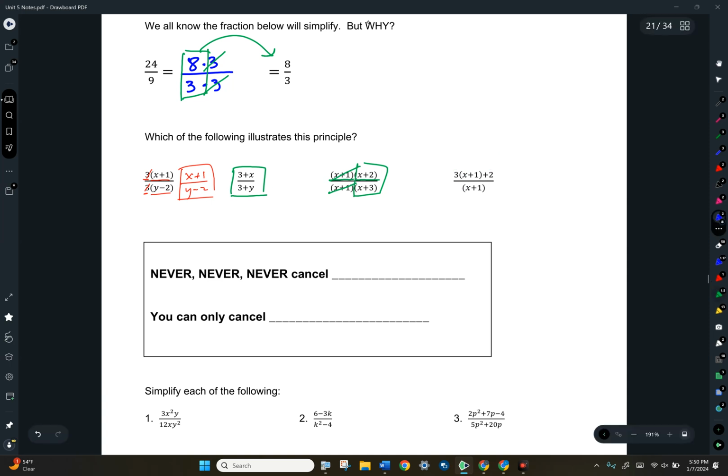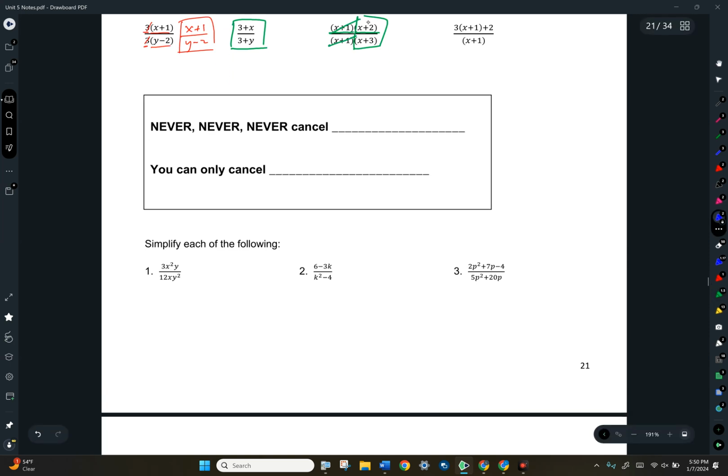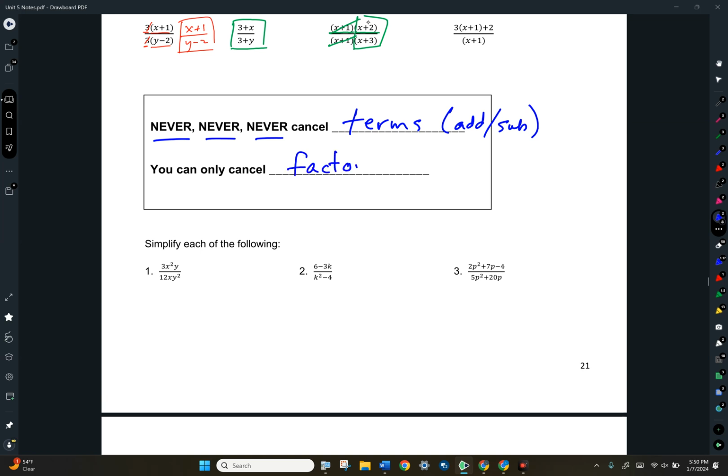Okay, all of that to say, here's what we're trying to make the point of. Never, never, never cancel terms. Meaning if it's just part of an addition or subtraction, not the whole thing, you can't cancel it. You can only cancel factors. Remember, factors are something that's being multiplied. You can only cancel factors.